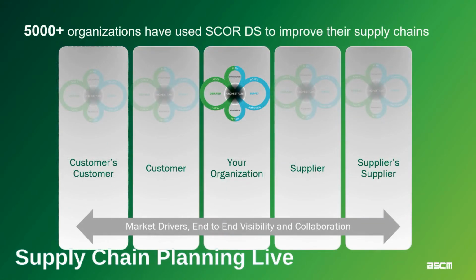So as I mentioned earlier, over 5,000 organizations worldwide have used SCORE DS to improve their organization's supply chain. And what I want to highlight here is that SCORE defines a supply chain and that visibility all the way from your suppliers' suppliers to your customers' customers. The important thing I want to highlight is that when you're utilizing the SCORE model, it's important to define what your organization is. What do you want to include within that definition?